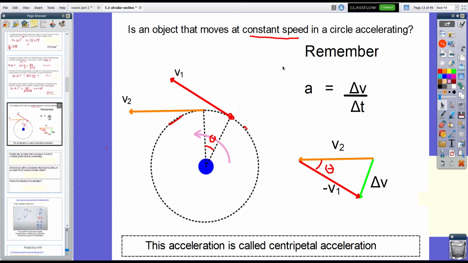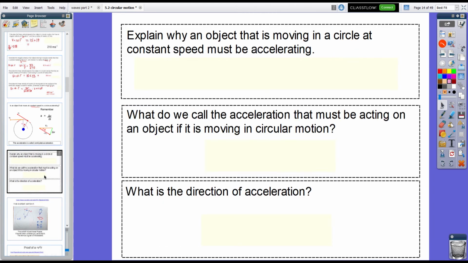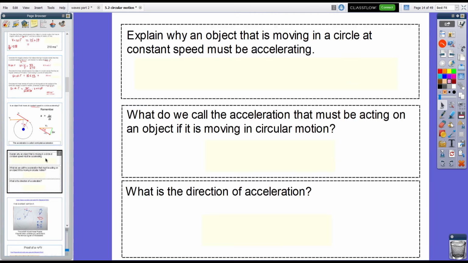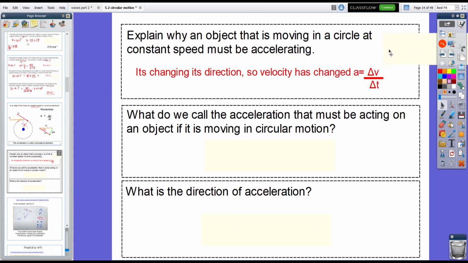And really, this is just an appreciation that this is not explaining why something moves in a circle. This is just an analysis that says what we can say about things that move in a circle. So let's summarize some of the key points here. Explain why an object that is moving in a circle at a constant speed must be accelerating. Well, have a think about it. This object was moving at a constant speed. Was it accelerating? Well, yes.